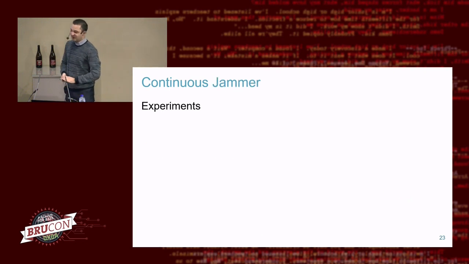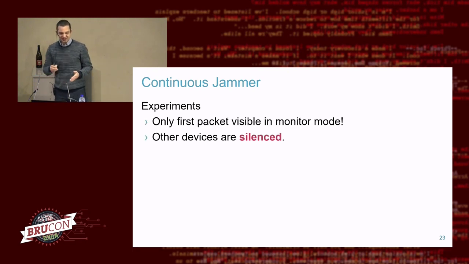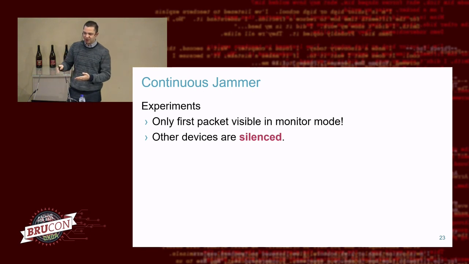So we did some experiments using this. And the first interesting observation is that, in principle, our jammer is sending valid Wi-Fi packets, even though they contain dummy content. But it turns out that because our Wi-Fi packets are sent so fast after one another, if you put another Wi-Fi device in monitor mode, that device will not be able to decode these frames. So you really don't see anything being transmitted at all.